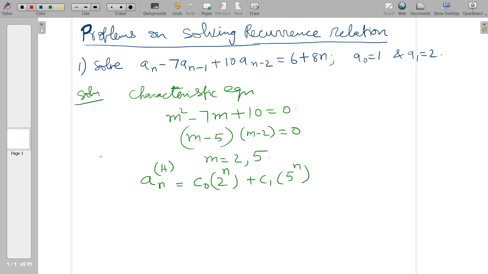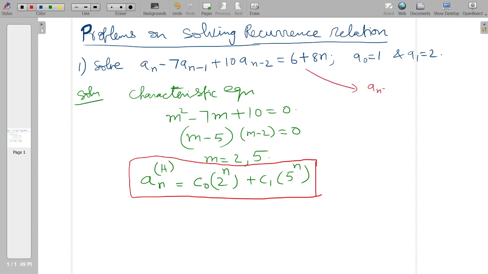So this will be the solution with respect to the homogeneous equation. How do you get a homogeneous equation from this? a_n minus 7 a_(n-1) plus 10 a_(n-2) is equal to 0. This will be the homogeneous equation. So in this case, now you have calculated the homogeneous solution. Now you require the particular solution.